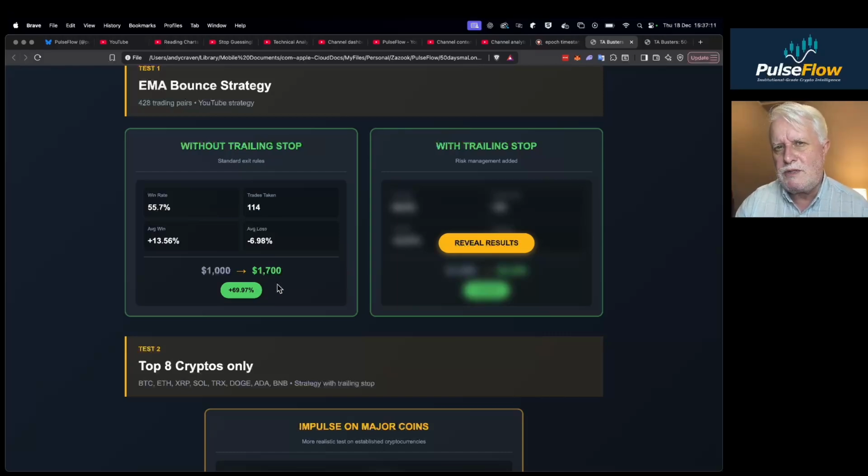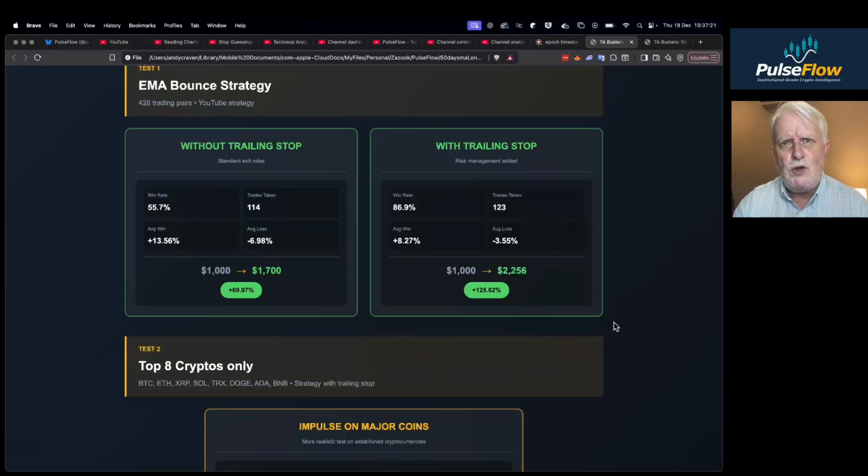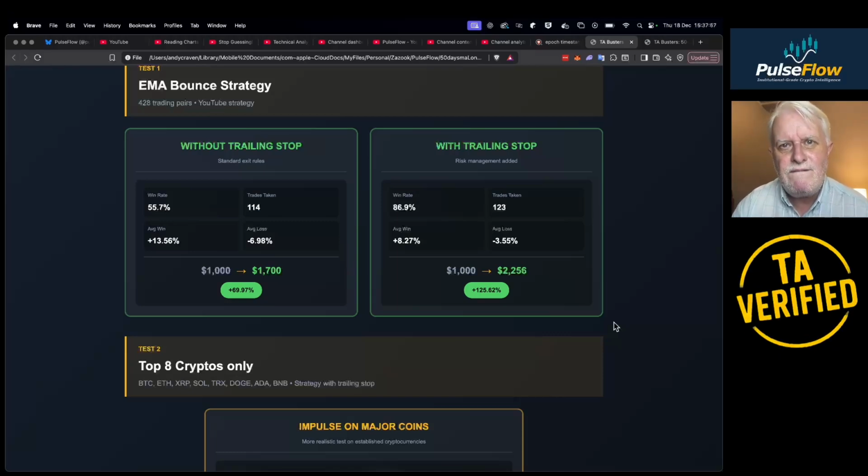But I like trailing stops. And because he was quiet as to whether he used one or not, I tested it. Much more improved, right? So now we have an 86.9% win rate, 123 trades, because we get out that little bit quicker, an 8.27% average win, smaller wins, but only a -3.55 loss. That trailing stop did defend our losses. The $1,000 becomes $2,256. That's good. So I have to say, this guy's base strategy is TA verified.